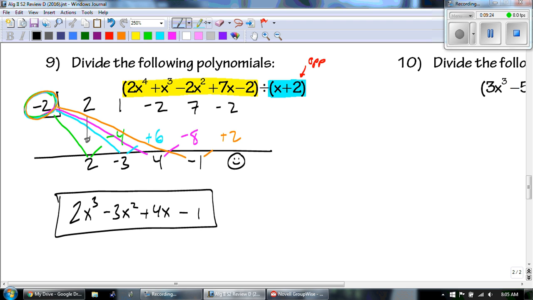Okay, when you're writing your final answer, if you're not sure where to start, like, is it x squared or x cubed? It's always going to be one less than what you started with. Or you can start with negative 1. Then you know it's 4x, minus 3x squared, 2x cubed. So you're kind of working backwards.